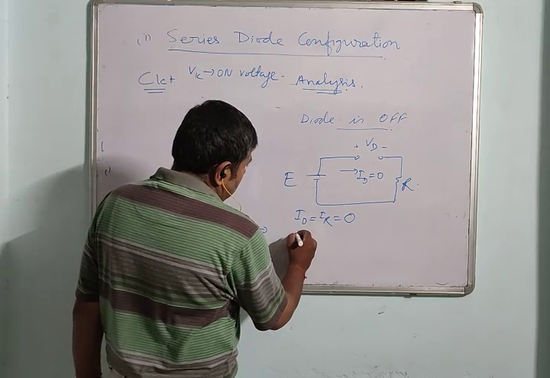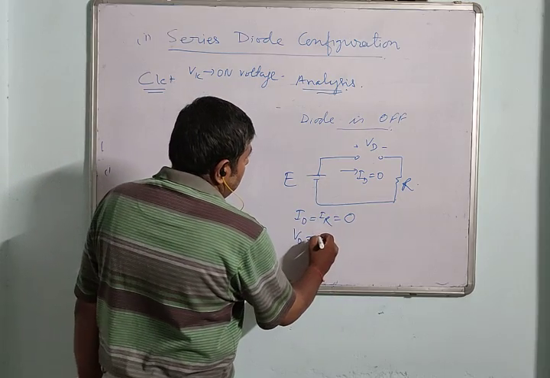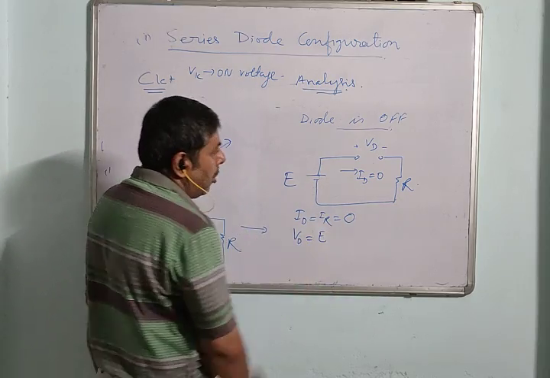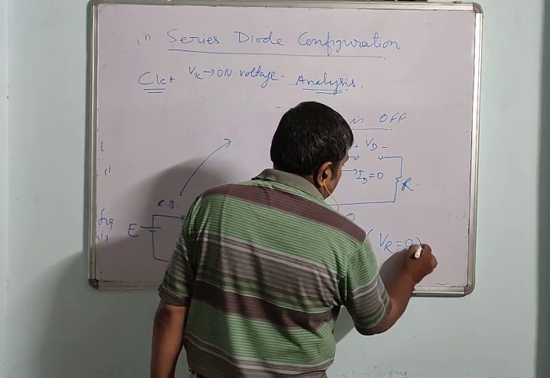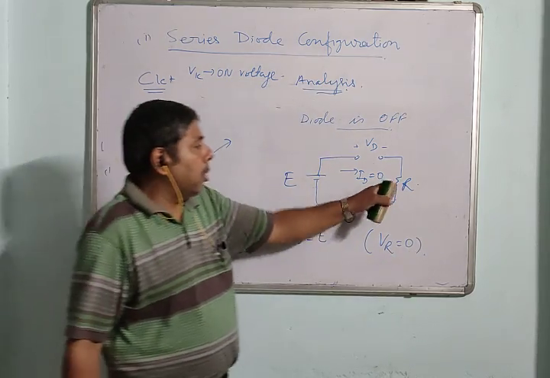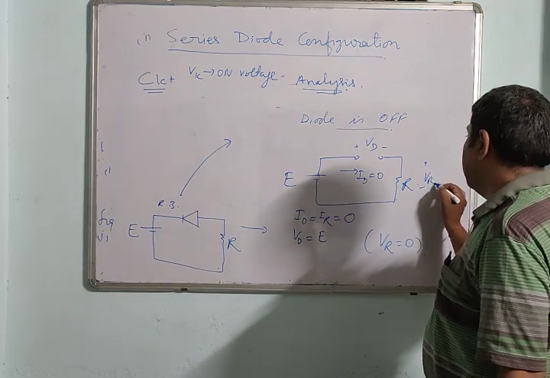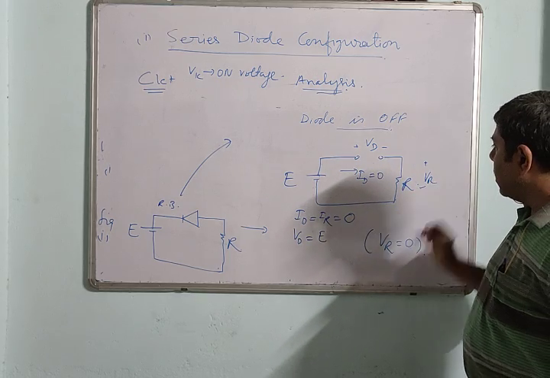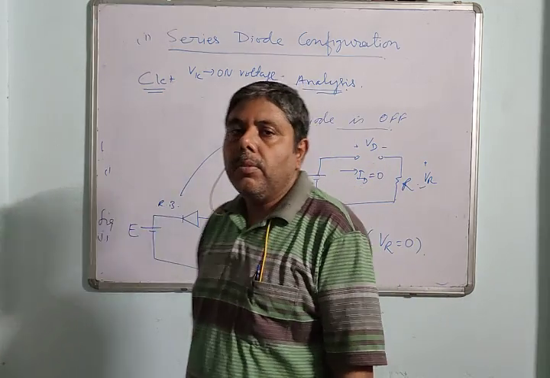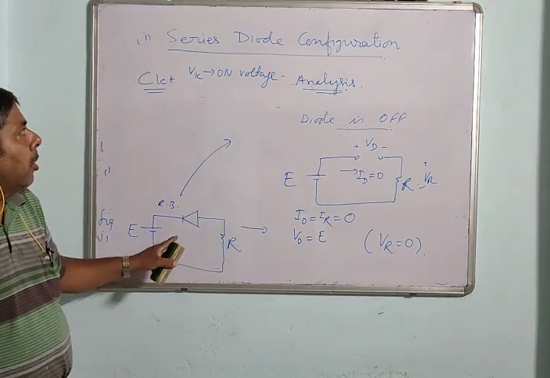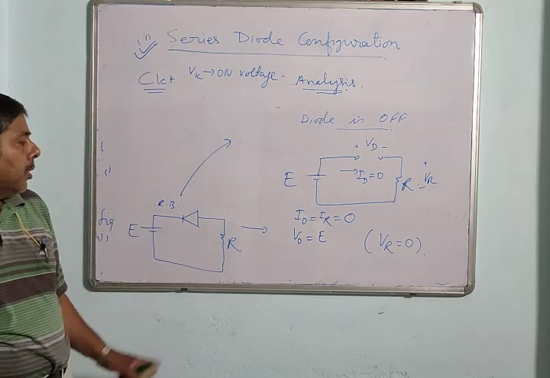And what is value of Vd? This is simply given by this drop, because Vr is 0. There is no drop across this resistance. Suppose here we are taking this resistance, drop across resistance is Vr, then this is 0. So these are two configurations, on state, off state.